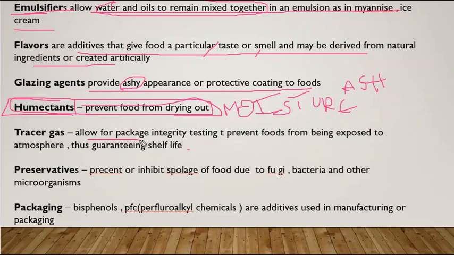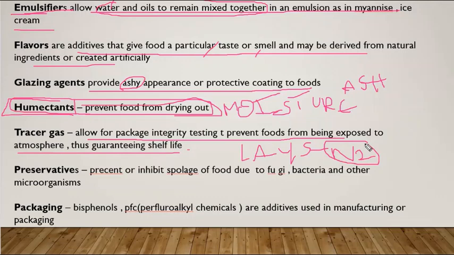Tracer gas allows package integrity testing, prevents food from being exposed to the atmosphere, thus guaranteeing shelf life. So in a Lay's packet and all, you can see they would have filled nitrogen. So more nitrogen will be present instead of chips itself. So the chips quantity will be less, but the amount of nitrogen will be more. So this acts as a preservative. It increases the lifespan and also the taste of the dish.